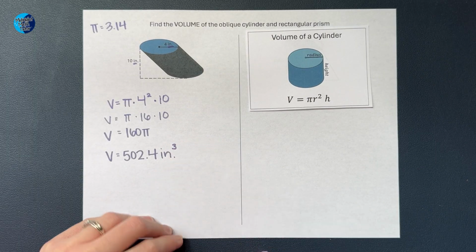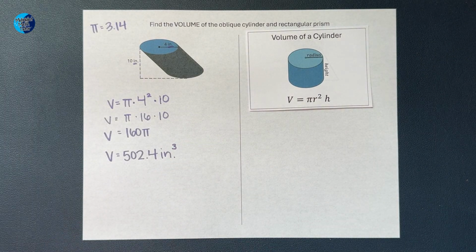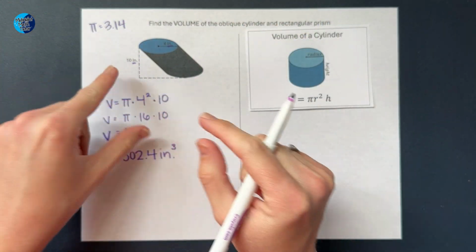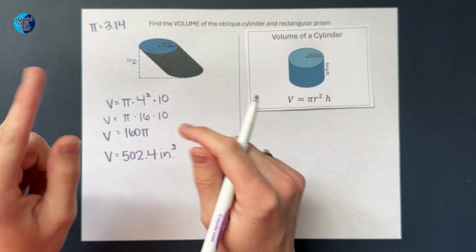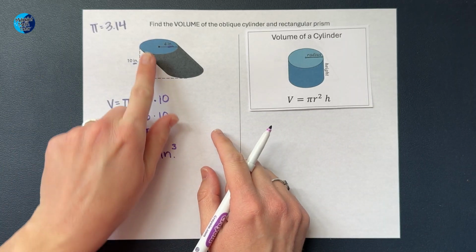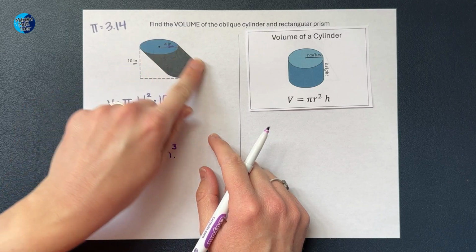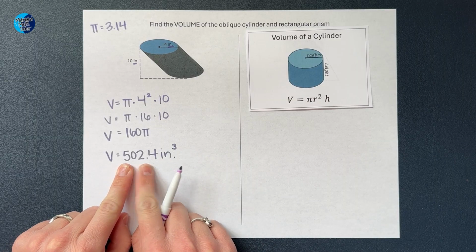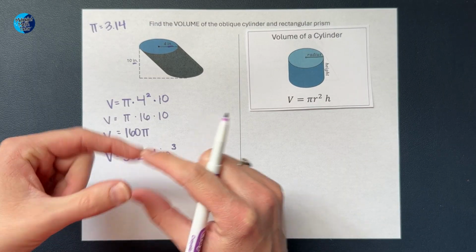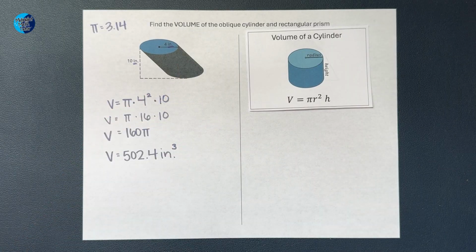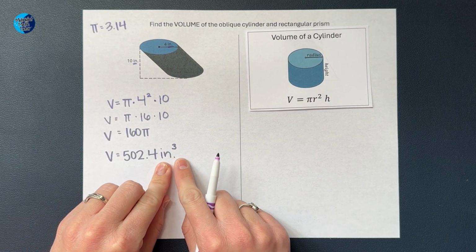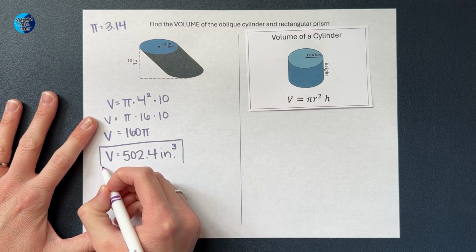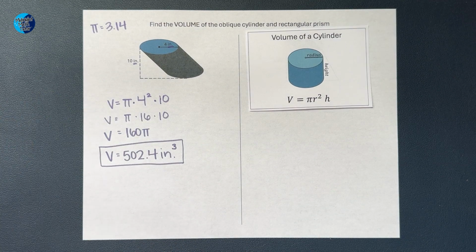Now, if you're like, what the heck does that even mean? Well, when we are talking about volume, we are asking how many little cubes, in this case in inches, how many little cubes that are 1 inch by 1 inch by 1 inch would fit inside of this oblique cylinder. That is why we put inches cubed. 502.4 of those little cubes would fit inside this oblique cylinder. So that's why we make sure to do inches cubed. That's what signifies that we are figuring out volume. Okay, that was for my cylinder.